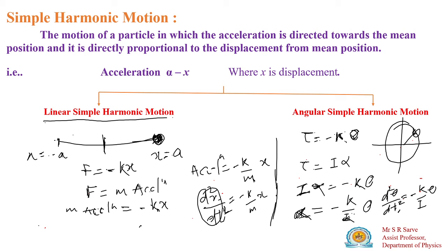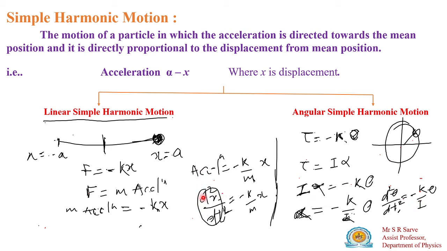The previous one gives you the equation for linear simple harmonic motion, and this equation gives you the angular simple harmonic motion. In angular simple harmonic motion, you will get angular acceleration is equal to minus k by I into theta. This k divided by I is known as your omega square. So you can write d square theta by dt square is equal to minus omega square into theta.